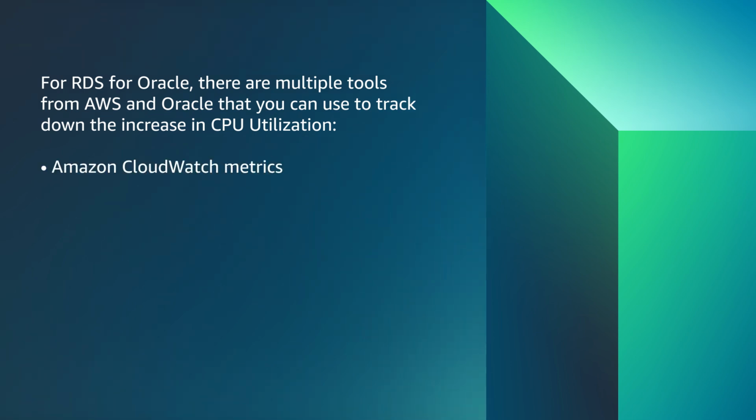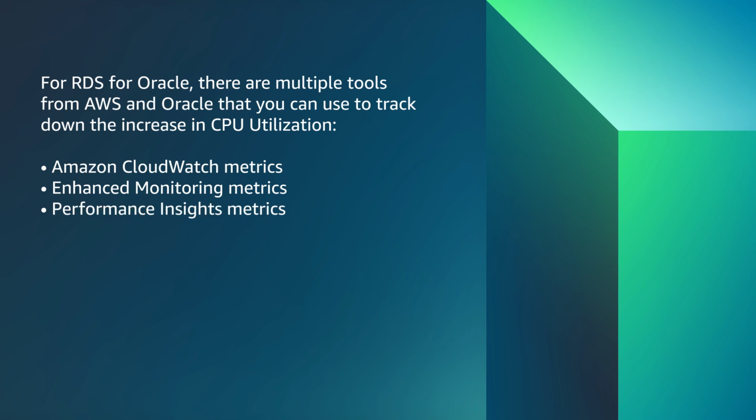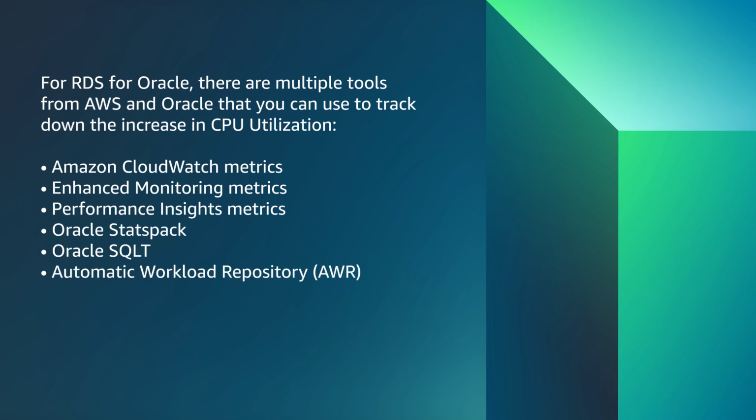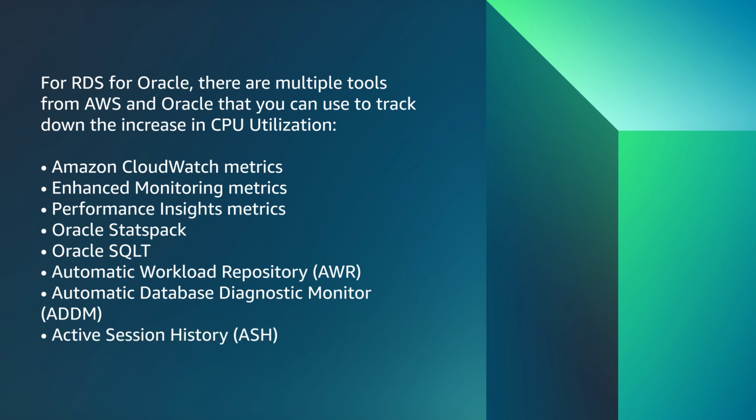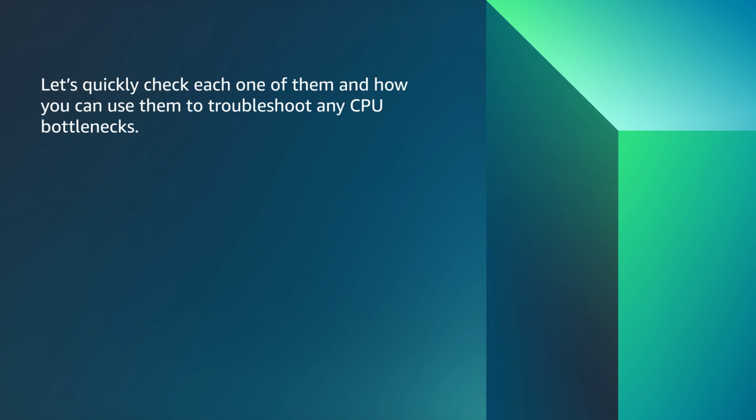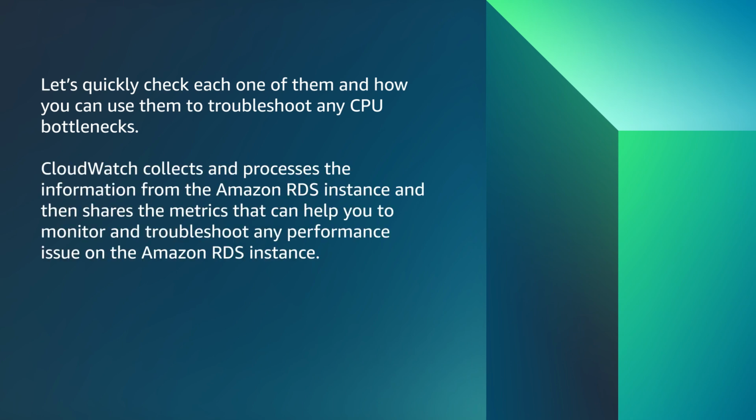Amazon CloudWatch Metrics, Enhanced Monitoring Metrics, Performance Insights Metrics, Oracle Statspack, Oracle SQLT, Automatic Workload Repository, Automatic Database Diagnostic Monitor, Active Session History. Let's quickly check each one of them and how you can use them to troubleshoot any CPU bottlenecks. CloudWatch collects and processes the information from the Amazon RDS instance and then shares the metrics that can help you to monitor and troubleshoot any performance issue on the Amazon RDS instance.